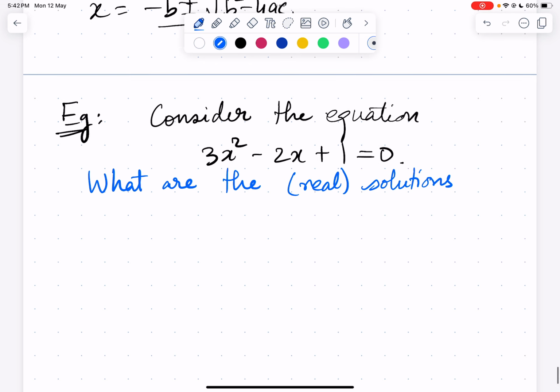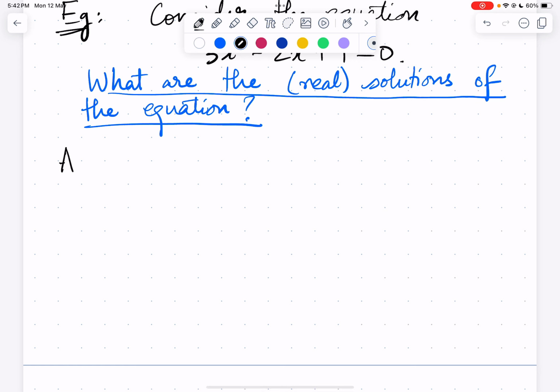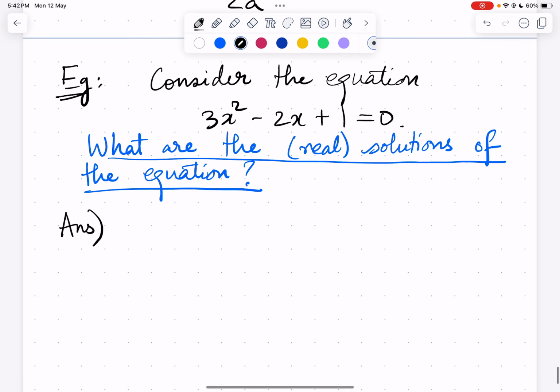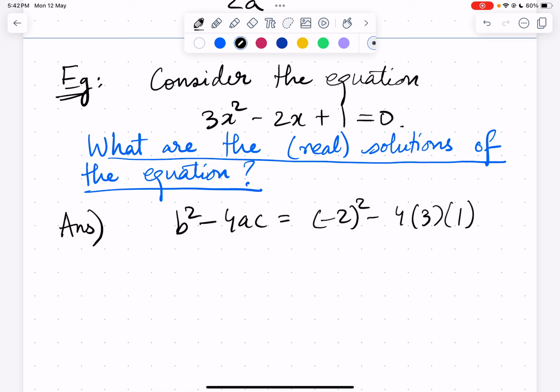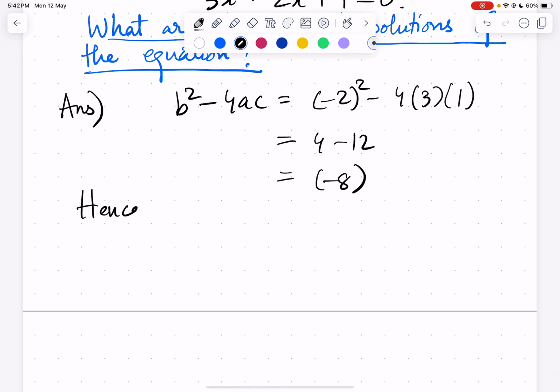Okay, consider the equation 3x square minus 2x plus 1 equals 0. What are the real solutions of the equation? We just need to look at b square minus 4ac. So b square minus 4ac is minus 2 square minus 4 times 3 times 1. So 4 minus 12 is minus 8. So b square minus 4ac is negative. Hence, the equation has no real solutions.